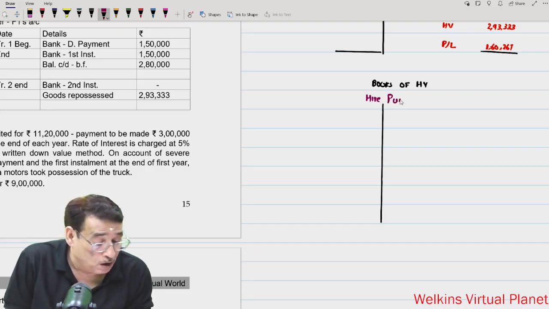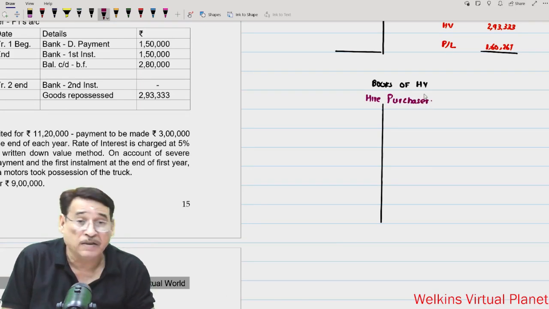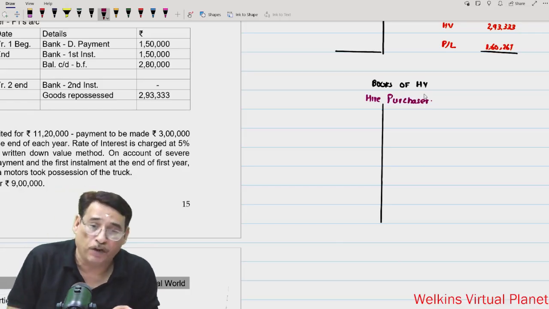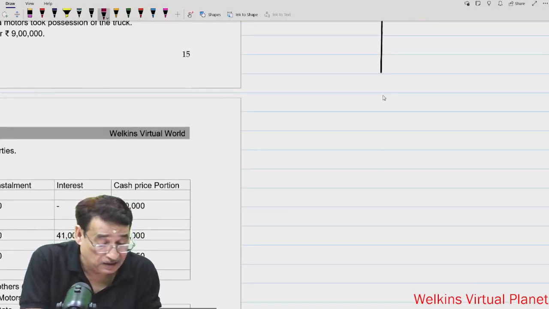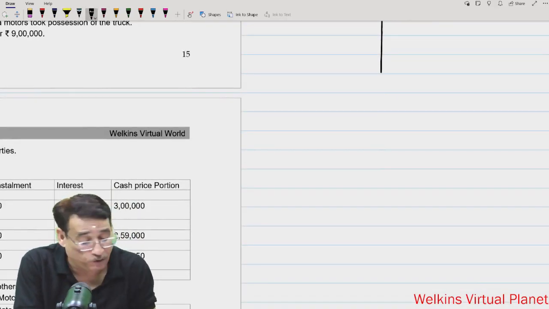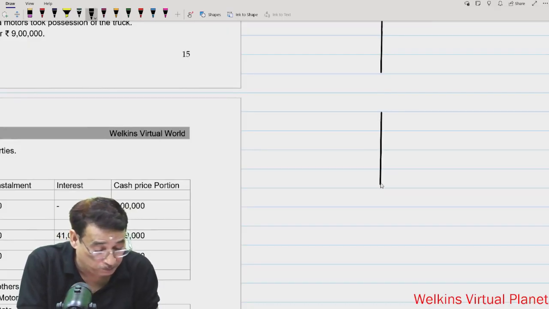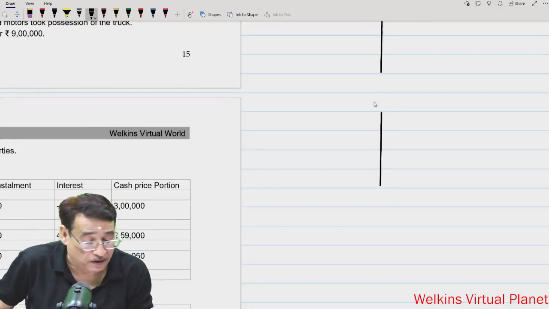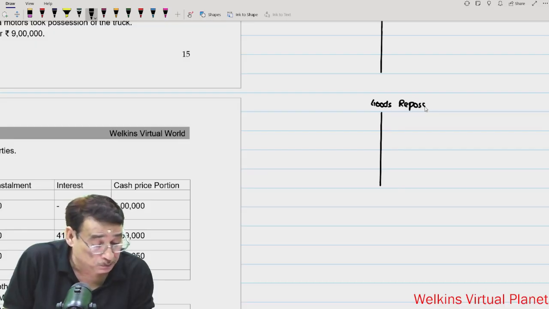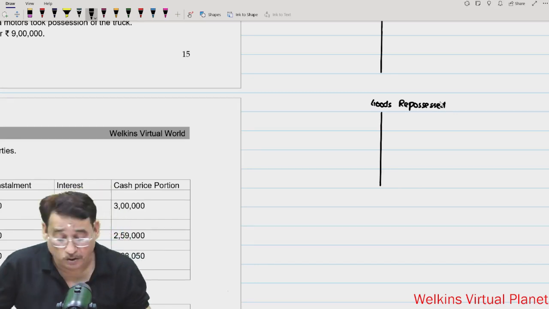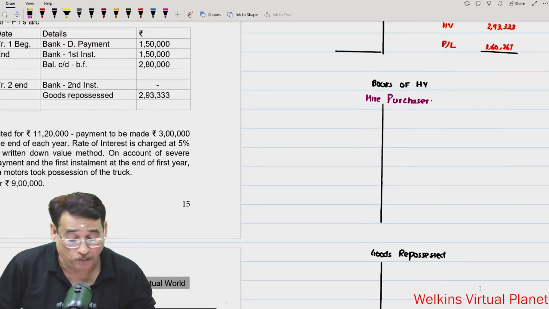However, I had told you earlier also, in case there would be repossession, then he will prepare one more account that is known as goods repossessed account. In this case, he is repossessing the goods, so that is why he will have to prepare the goods repossessed account also. Goods repossessed account shall be prepared only when he repossesses the goods. So, as far as the vendor is concerned, he is going to prepare two accounts.